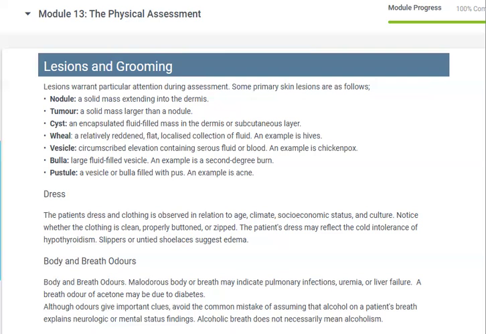Body and breath odors. Malodorous body or breath may indicate pulmonary infections, uremia, or liver failure. A breath odor of acetone may be due to diabetes. Although odors give important clues, avoid the common mistake of assuming that alcohol on a patient's breath explains neurologic or mental status findings. Alcoholic breath does not necessarily mean alcoholism.